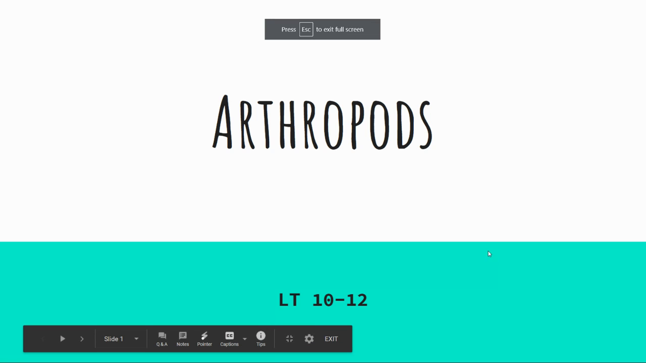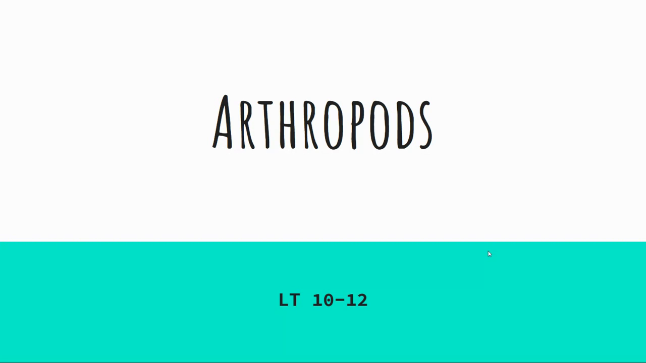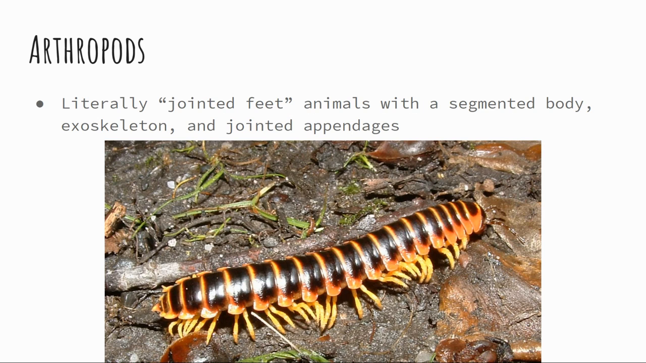All right, so we're going to continue on with Unit 5, which today is going to deal with learning targets 10 through 12, which is going to be arthropods. So we'll talk about the three different types of arthropods and what an arthropod is. And then we'll move in the second half of this presentation to insects, which are part of the arthropod group. So arthropods literally means jointed feet.